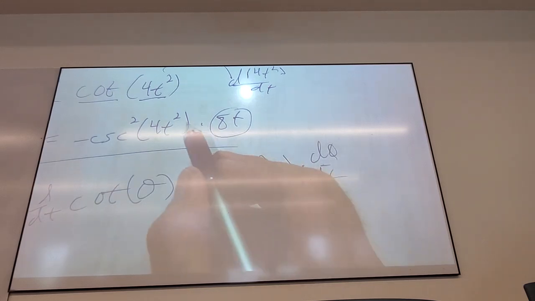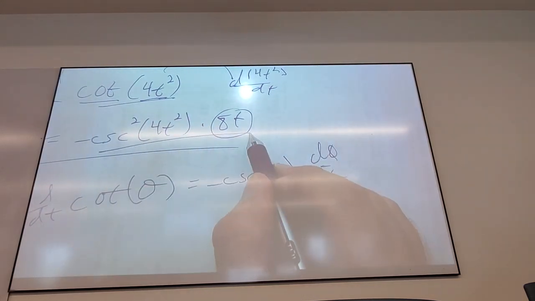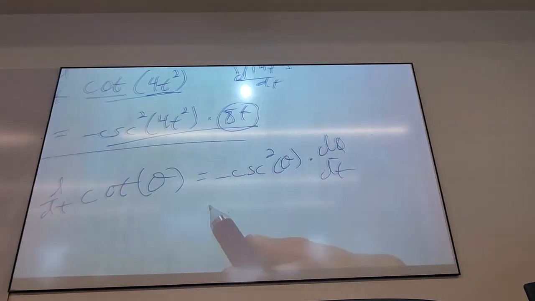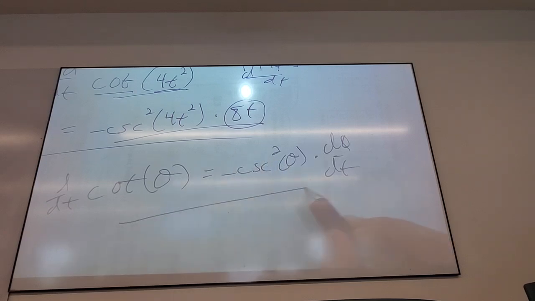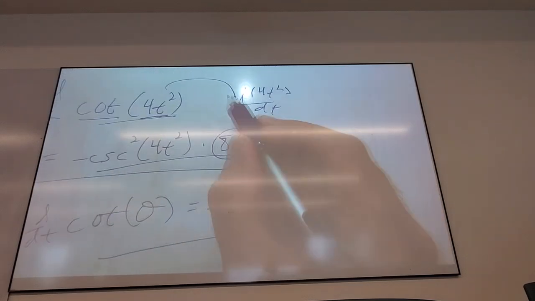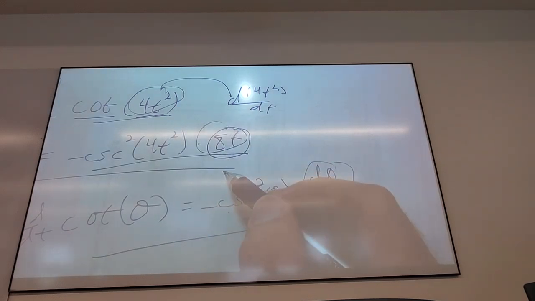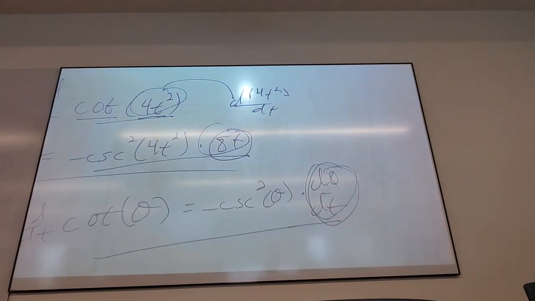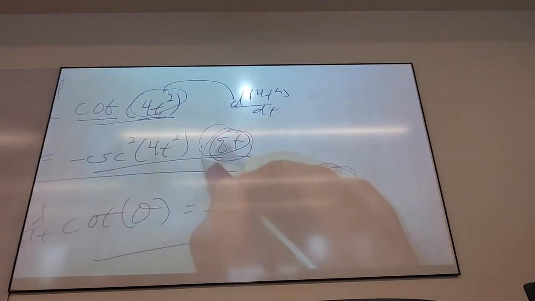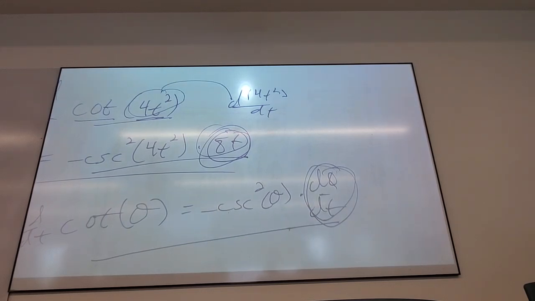You guys are getting really good about seeing this, and I really appreciate that. I just need you to take the next step and realize this is exactly the same thing. If theta was 4t squared, wouldn't d theta dt be this? So if I didn't have this here, I wouldn't be right, because then I wouldn't have gotten this there. That's all it is. Okay.